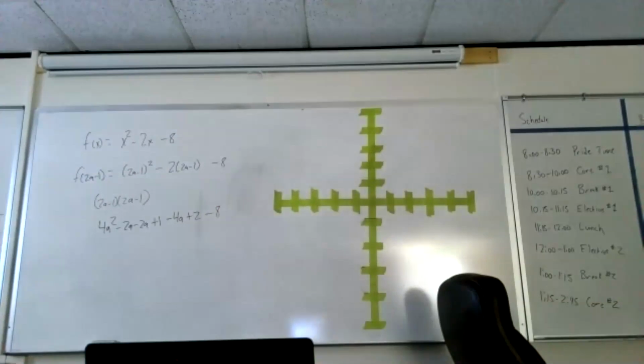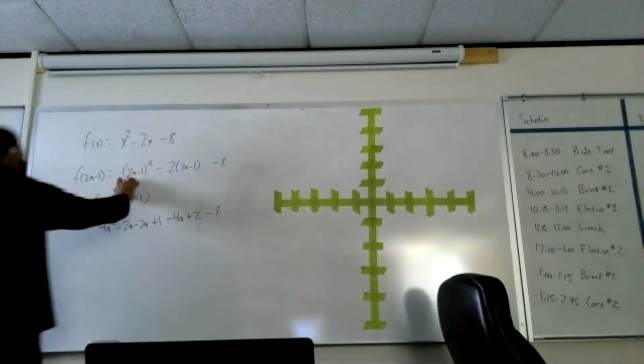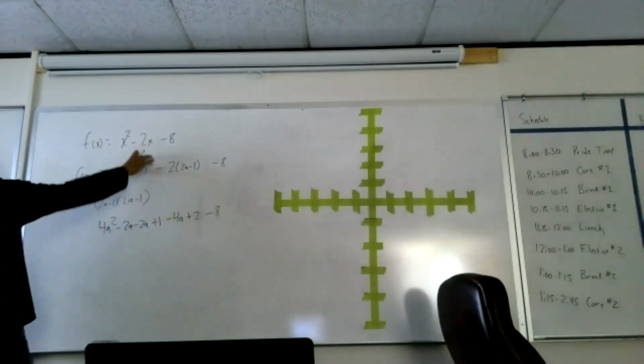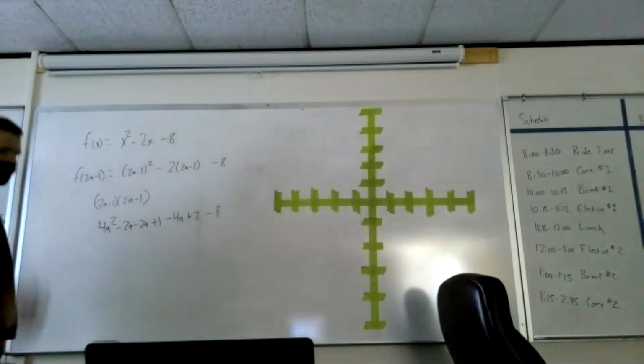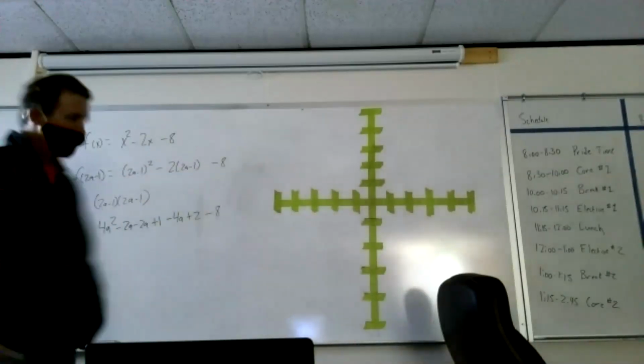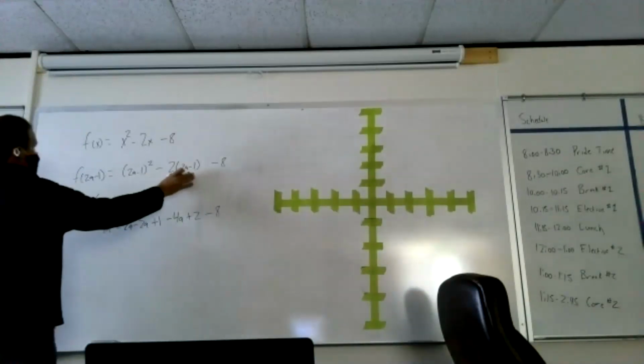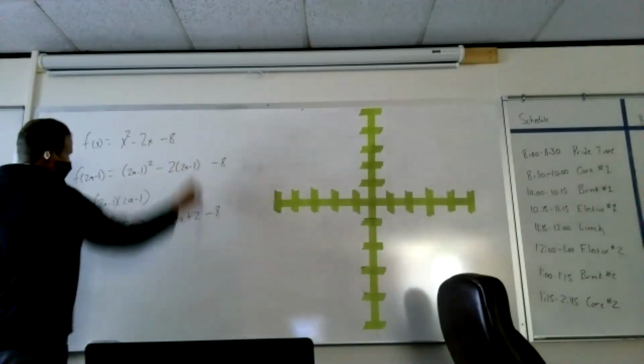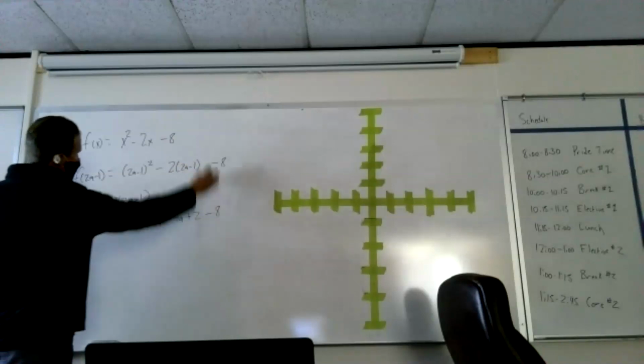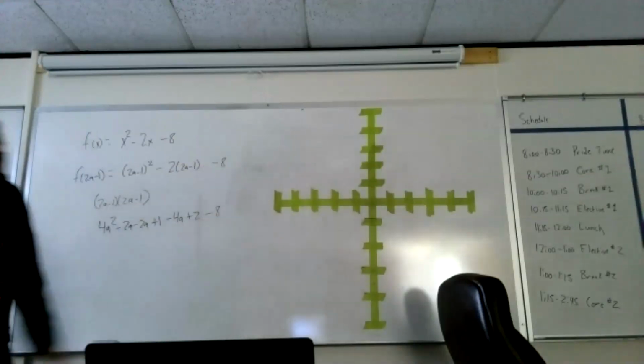So now we're at a stage where we can combine like terms. We FOILed the first term because it was a binomial squared against itself. Two binomials multiplied together always have to use FOIL. We distributed our -2 into 2a minus 1. That's where we got -4a plus 2, and our -8 stayed the same.